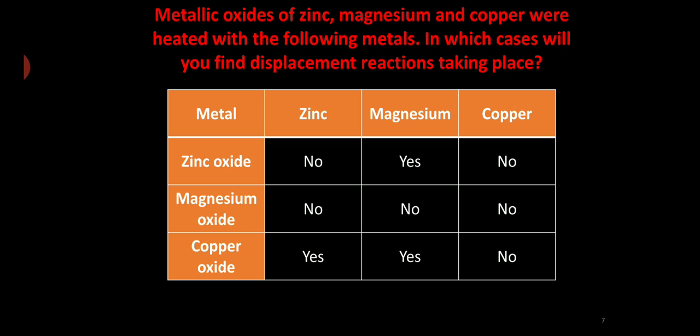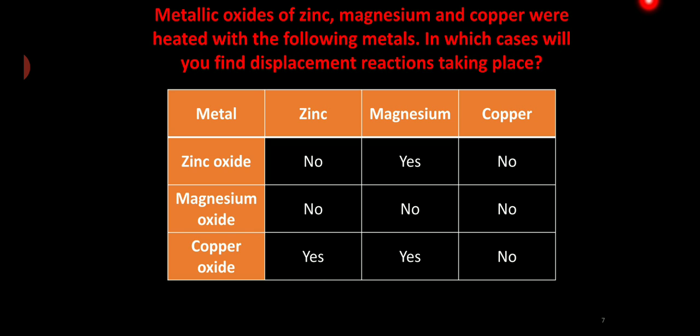There is no reaction. Zinc oxide with magnesium: magnesium displaces zinc, because magnesium is stronger than zinc. Zinc oxide and copper, no reaction, because copper is less reactive than zinc. The next one, magnesium oxide and zinc, no reaction because zinc is weaker compared to magnesium. Magnesium oxide and magnesium also no reaction. Magnesium oxide and copper also no reaction.